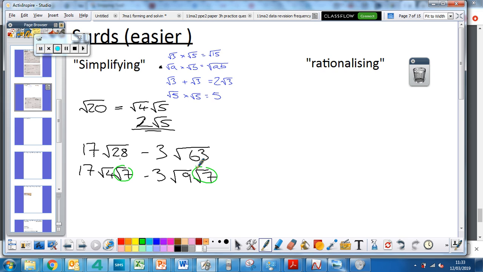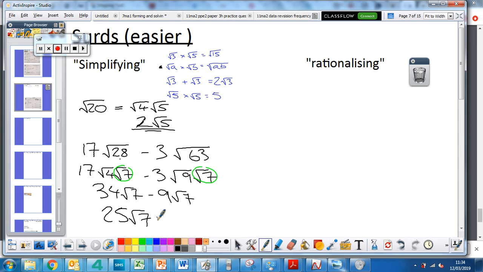So this becomes 17. Root 4 is 2. 17 times 2, so we get 34 root 7. Root 9 we know is 3. 3 lots of 3 is 9. Now we have 34 root 7, take away 9 root 7. So 34 lots of something, take away 9 lots of something, is 25 lots of something. 25 lots of root 7.